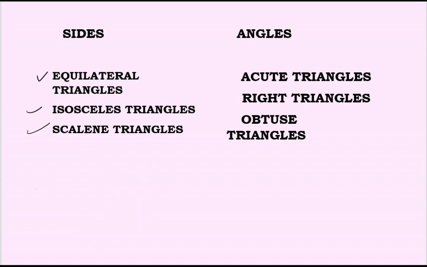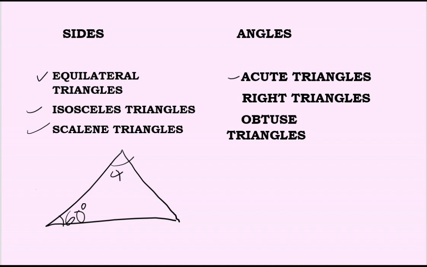For the angles, we have the acute triangles, right triangles, and obtuse triangles. For acute triangles, all the three angles are less than 90 degrees. So if this is 60 degrees and this is 40 degrees and this is 80 degrees, they are all less than 90 degrees. So that is an acute triangle. All the three angles are less than 90 degrees. None of it is up to 90 degrees.